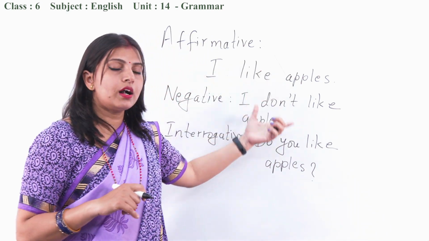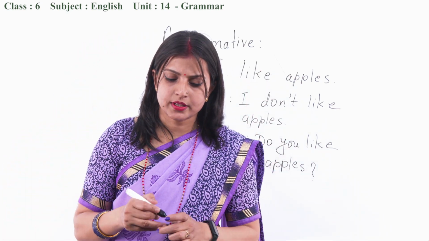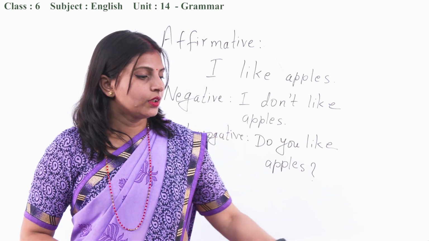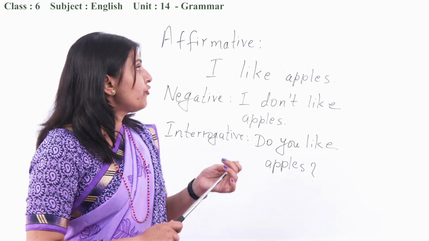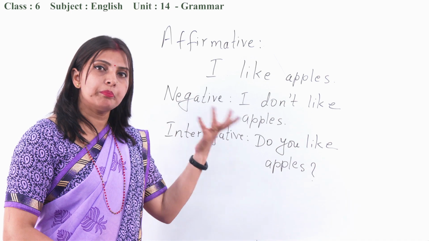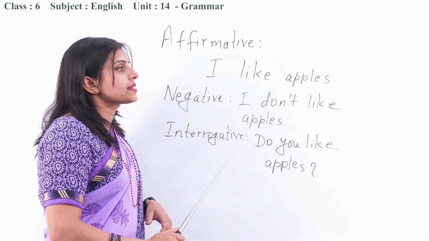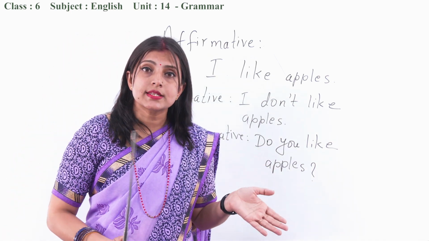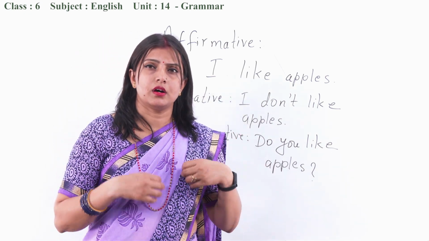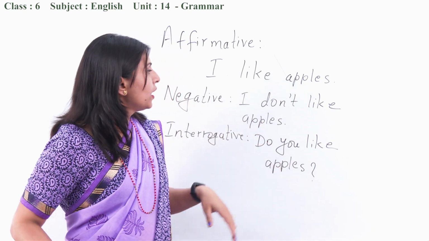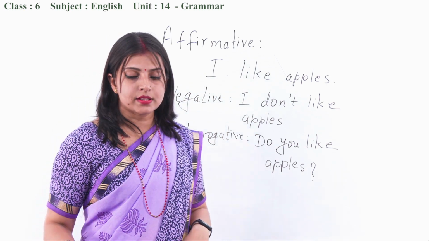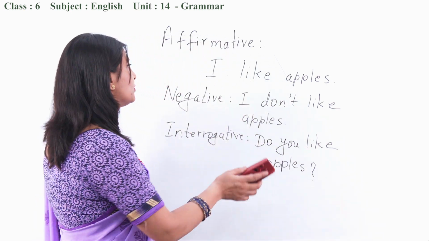Okay, so these are the three types of sentence. We have discussed it in the previous chapters also. So, affirmative means the positive sentence. I like apples. Negative means the sentence which gives us the sense of no, like I don't like apples. And then interrogative. Do you like apples? So you know that. All right.